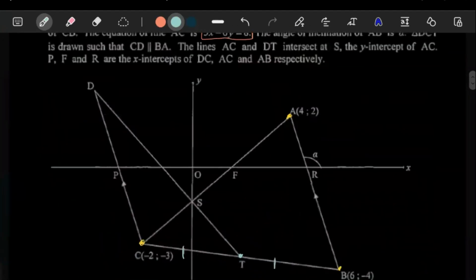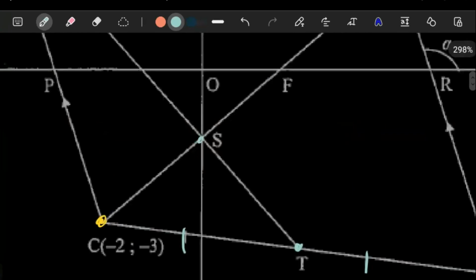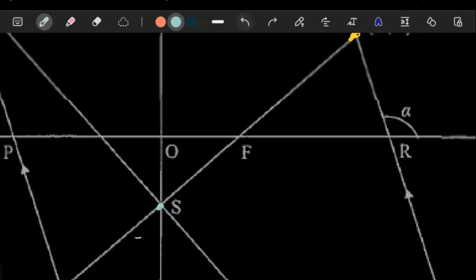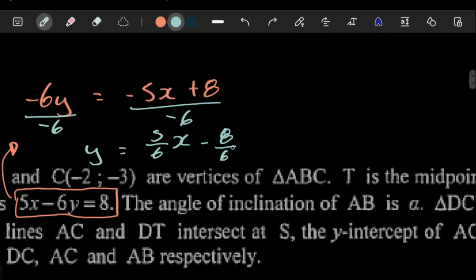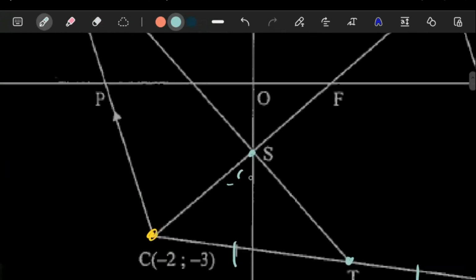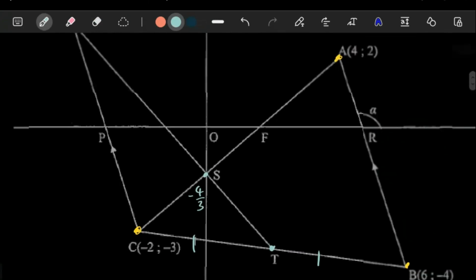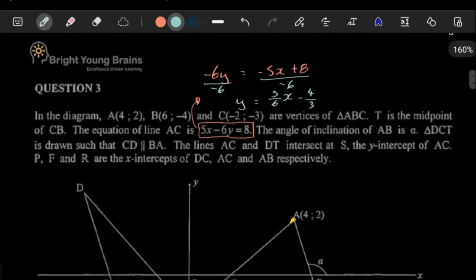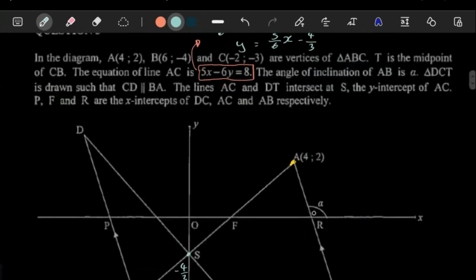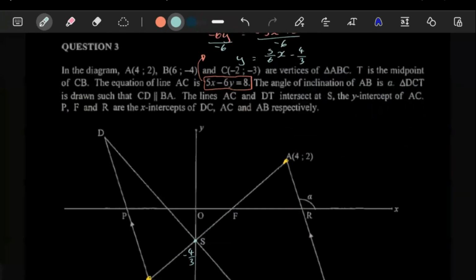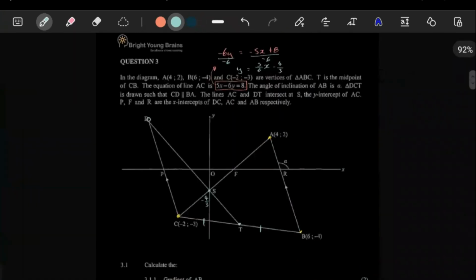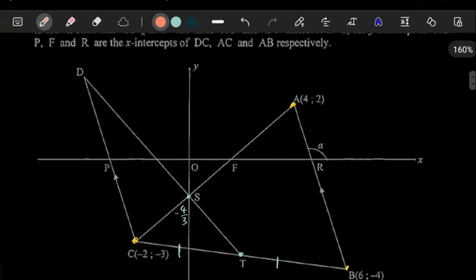I guess you can already see that this is the y-intercept, negative 8 over 6. We might as well simplify. In the calculator, it's going to be 4 over 3. So what we do know is that this is negative 4 over 3. Perfect. And then they say that the angle of inclination is alpha. Triangle DCT is drawn such that these are parallel. So it's good to have parallel lines.